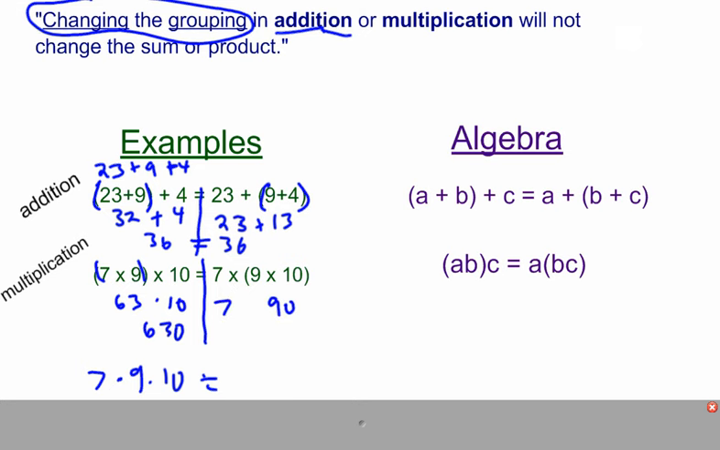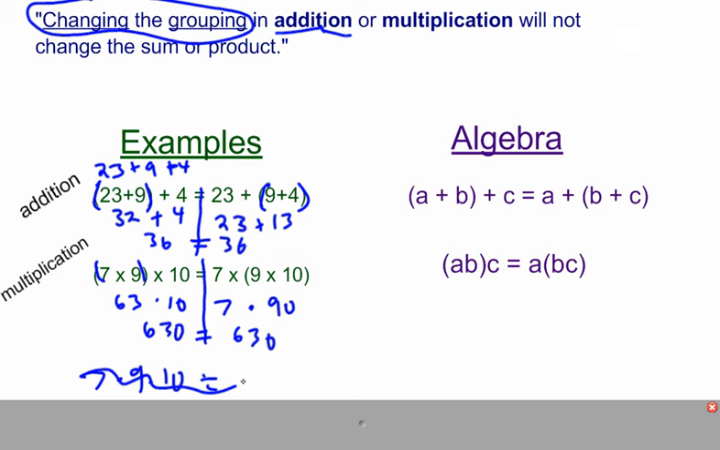7 times 90. Now, how do you do 7 times 90 in your head? There's a 0 at the end, so let's just look at the 7 times the 9 and then add the 0 back at the end. Because 7 times 9 is 63, and then you add the 0, it would be 630. And there you go. They're equal, so it'll work either way.